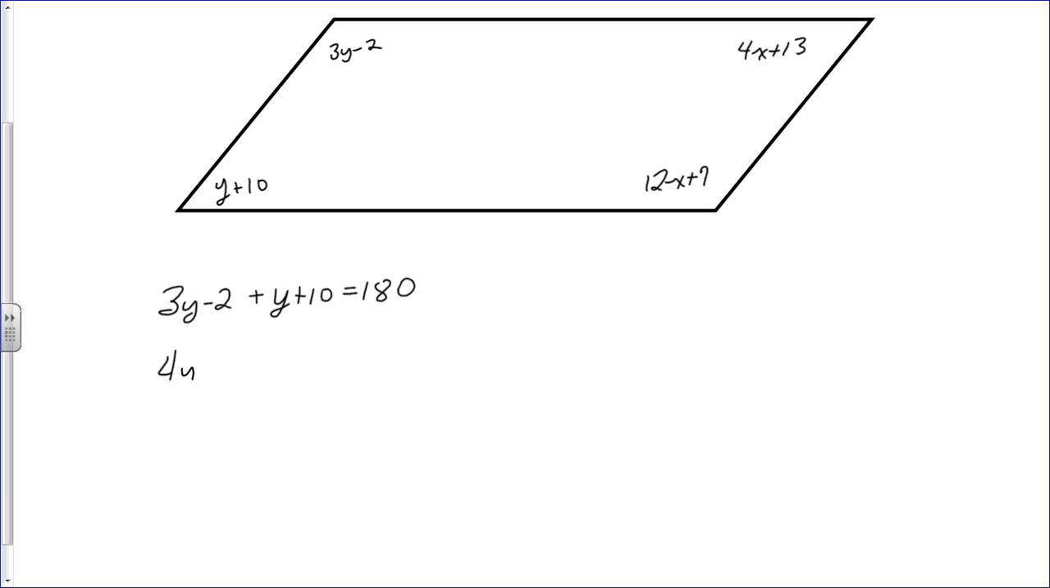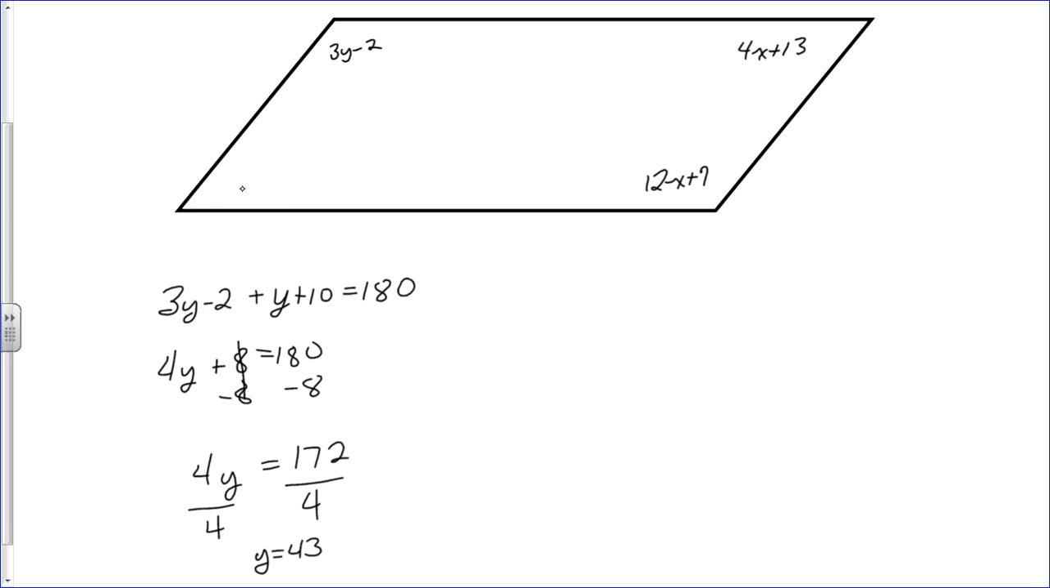So 4y plus 8 equals 180. Minus 8 minus 8. 4y equals 172. Divide by 4. And 172 divided by 4, so y equals 43. So now we can plug that back up into here. y plus 10. So y is 43, so y plus 10 is 53.